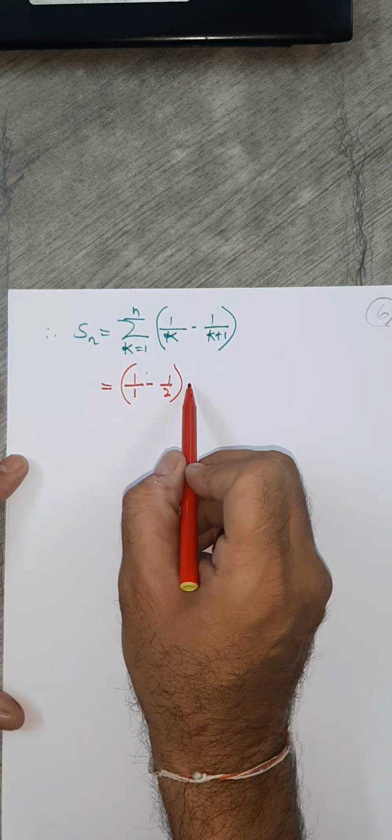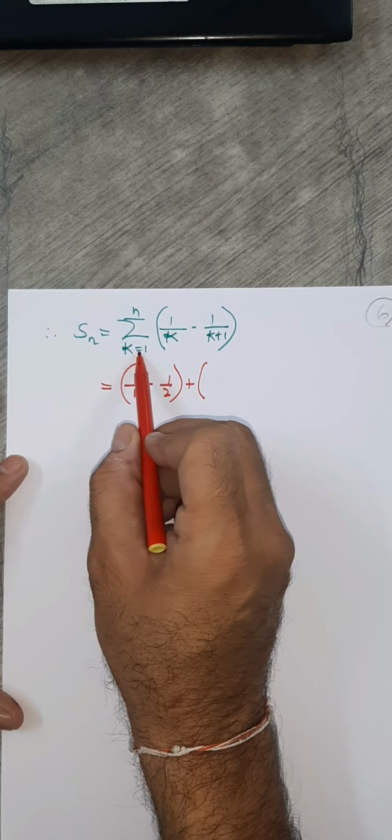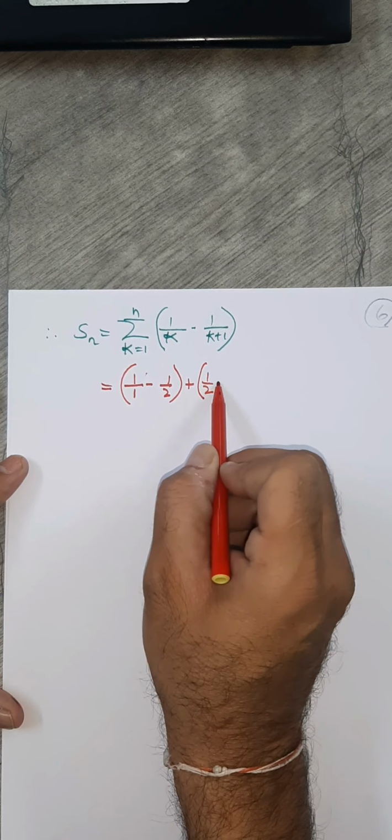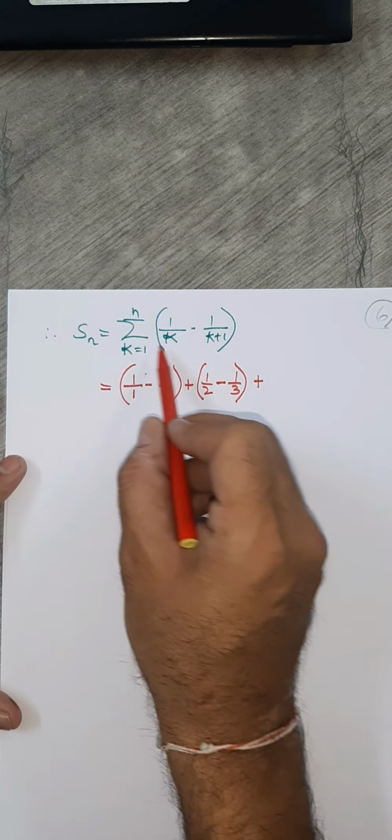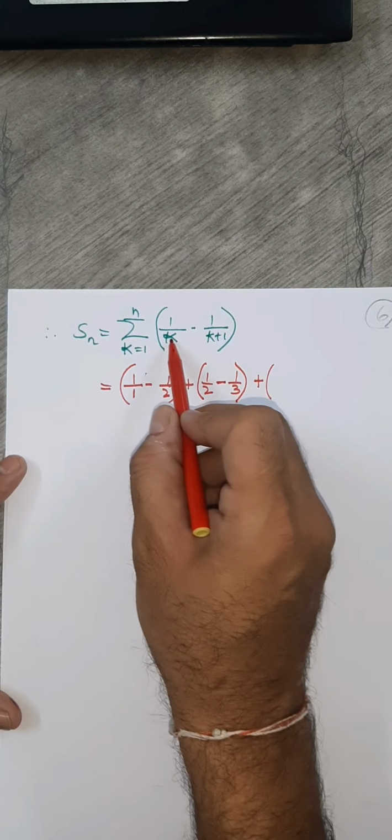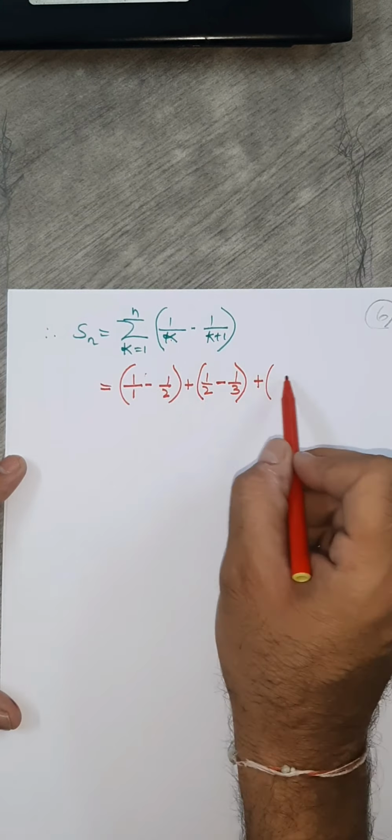Put k equals 1 here. So we'll see that this is 1 minus 1 by 2. Sigma means plus. Put k equals 2. So 1 by 2 minus 1 by 3. Plus put k equals the next, 3. So 3 and 4. 1 by 3 minus 1 by 4. And so on. What is the last value of k? That is n. So 1 upon n minus 1 upon n plus 1.